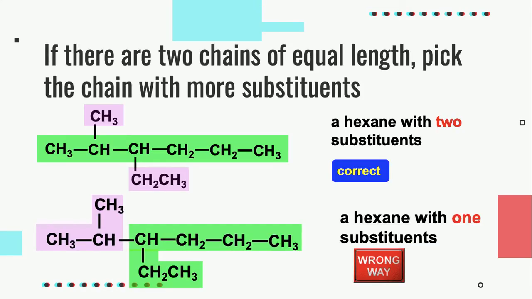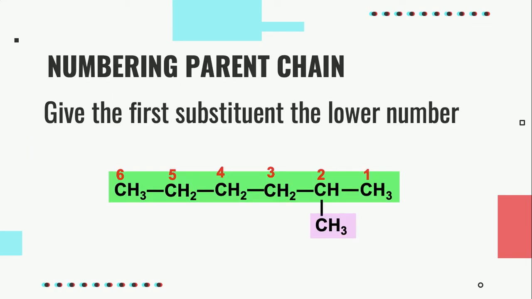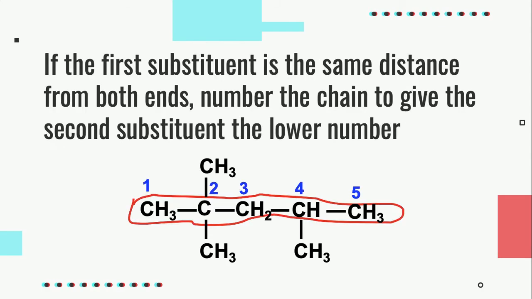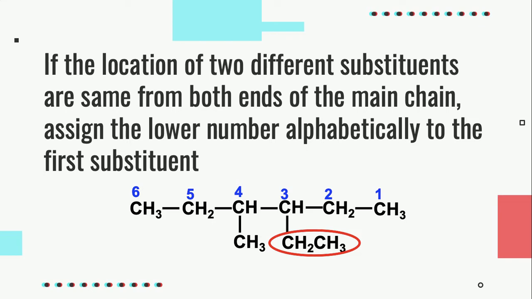If there are 2 chains of equal length, pick the chain with more substituents. The straight longest chain produces 2 substituents, while the bent longest chain produces 1 substituent only. Therefore, the correct parent chain is the straight longest chain. In numbering the parent chain, the lower number should be given to the first substituent. If the first substituent is the same distance from both ends, number the chain to give the second substituent the lower number. If the locations of 2 different substituents are the same from both ends of the main chain, assign the lower number alphabetically to the first substituent.